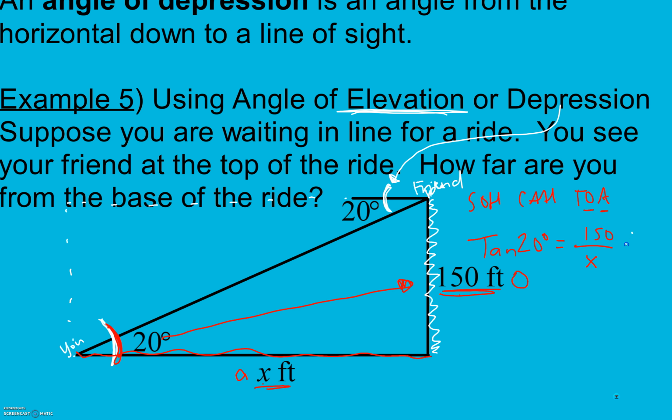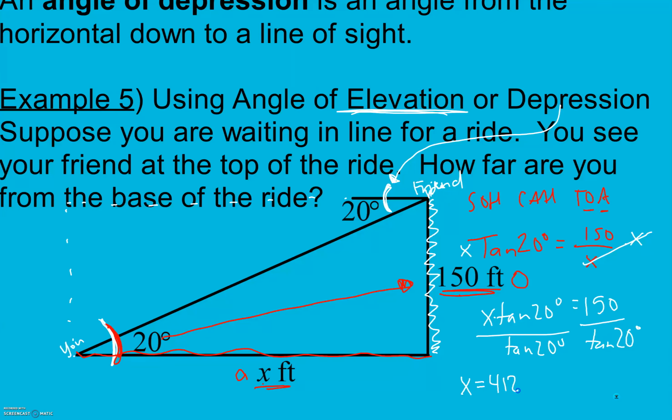To get rid of division, I'm going to multiply both sides. And then to get rid of my multiplication, I can go ahead and divide. Now I can take 150 divided by tangent of 20 degrees, and I get approximately 412 feet.